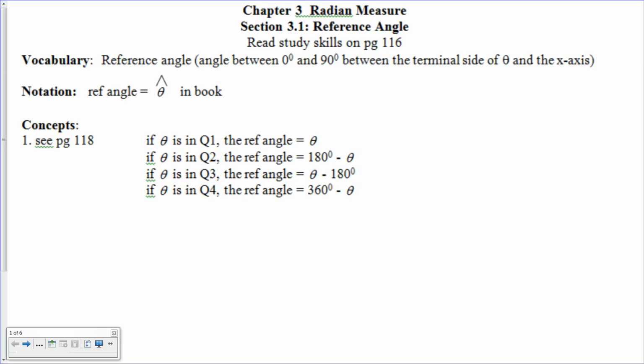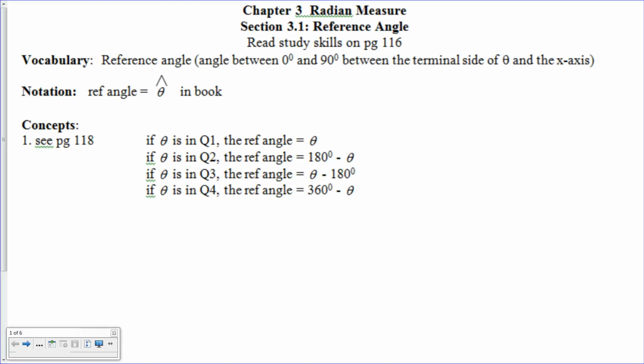In this chapter 3, we're going to be moving back to chapter 1 and thinking about all of those identities, as well as looking at new information, but it's going to build on chapter 1, and we're going to be going back to drawing things in standard form. And so today, what we're going to be looking at are things called reference angles.